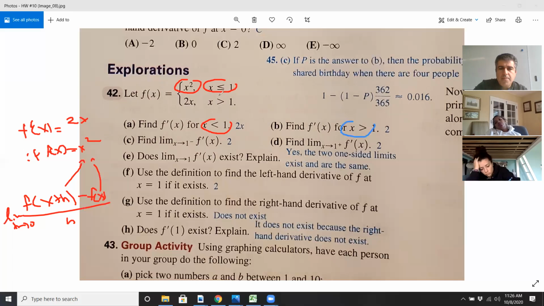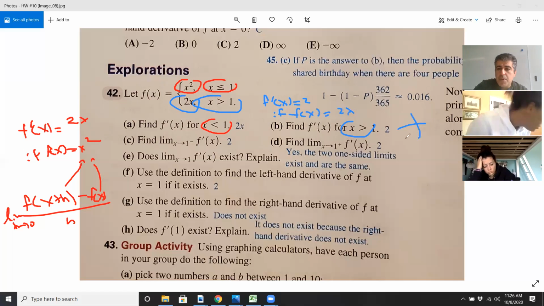For b, so now when x is greater than 1, let me do a different color here. When x is greater than 1, that's our function. Well, f prime of x is going to equal 2 if f of x equals 2x. That's because it's linear. 2x is simply a linear function. The slope is 2 everywhere, and a derivative is the slope of a tangent line. So it's just 2. We actually talked about that in the 3.1 notes, that if you have a linear function, the derivative is just going to be the slope of that linear function, which is 2.